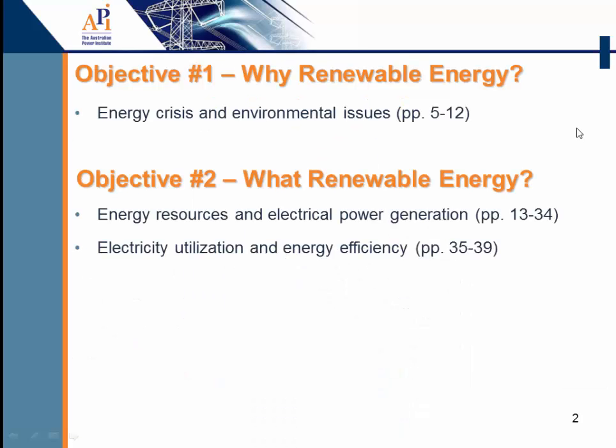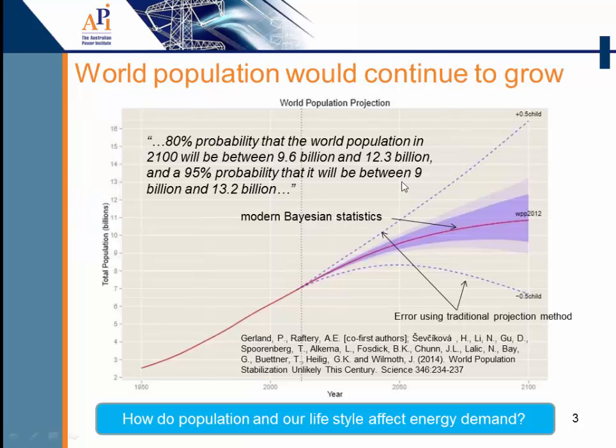The first chapter can be summarized into two main questions. The first question is, why do we need renewable energy? The second question is, what are the options of renewable energy and how should we use and produce it.